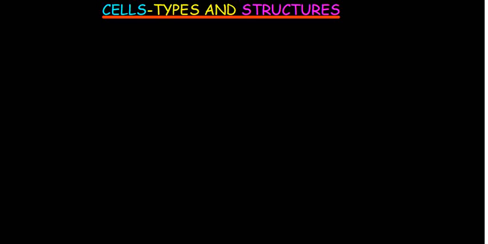Alright, so we need to understand what a cell is, the types of cells, and also the structures which are within these different types of cells. Now, a cell is defined as the basic structural, functional, and biological unit of living organisms. So they are often referred to as the basic building blocks of life.